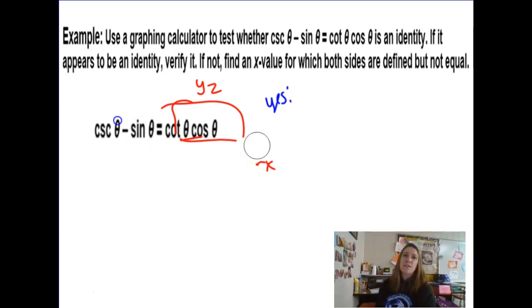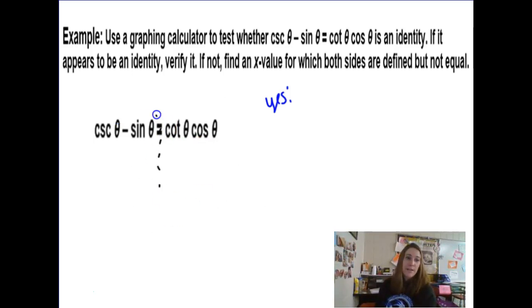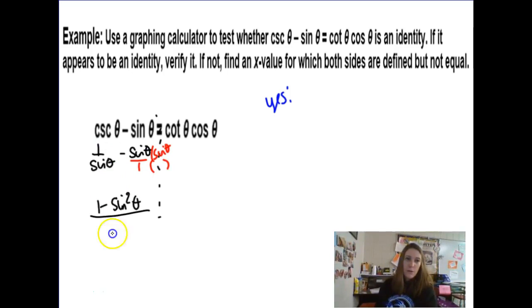So now if my teacher says you've got to go back and verify it, we pick a side to work with. I'm thinking I'm going to work with the left side here. This is 1 over sine. So this is one of those get-your-common-denominators questions. So I'm going to multiply the second fraction here by another sine. So my numerator becomes 1 minus sine squared over sine.